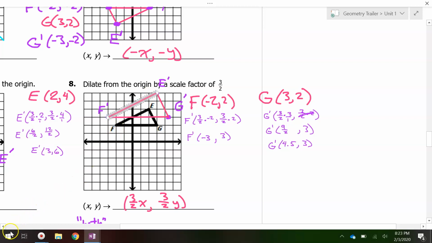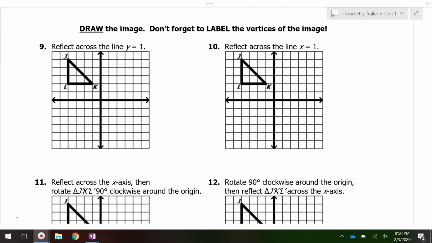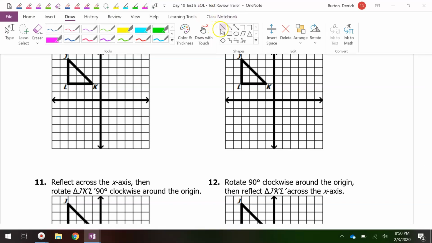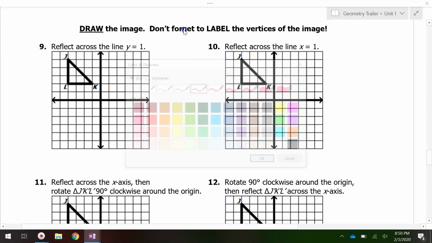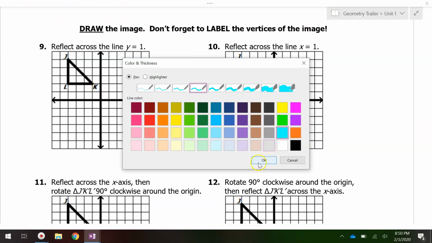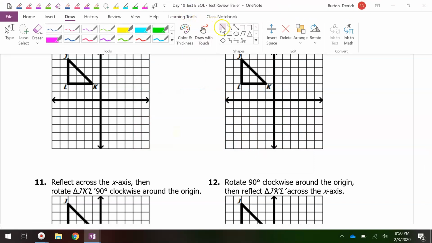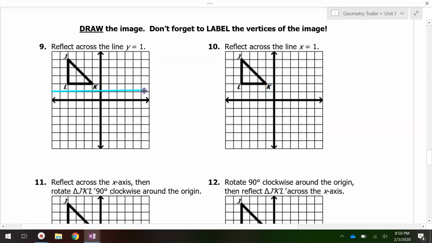And that's it for number 8. For problem number 9, we have to reflect across the line y equals 1. Now, remember, when you have an equation of the form y equals something, this is actually a horizontal line. Even though the y-axis is vertical, y equals 1 is actually a horizontal line. I like to draw these in blue for some reason. All right, so this is the line y equals 1 right here.